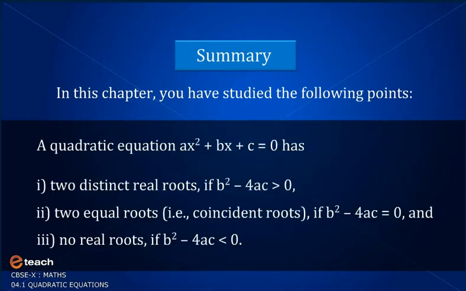6. A quadratic equation ax square plus bx plus c is equal to 0 has: 1. Two distinct real roots if b square minus 4ac is greater than 0. 2. Two equal roots, that is coincident roots, if b square minus 4ac is equal to 0. And third, no real roots if b square minus 4ac is less than 0.